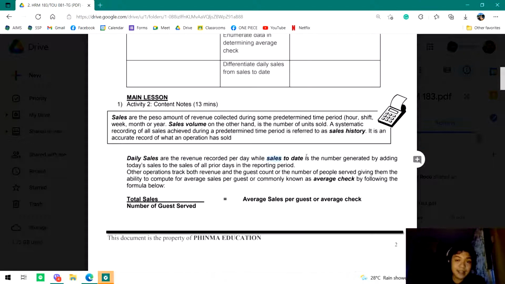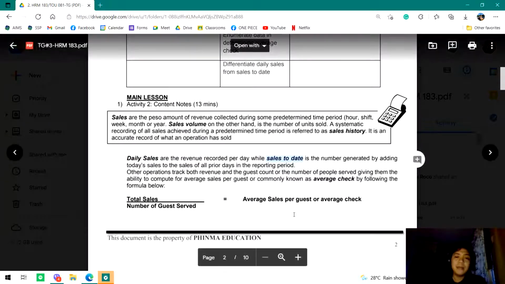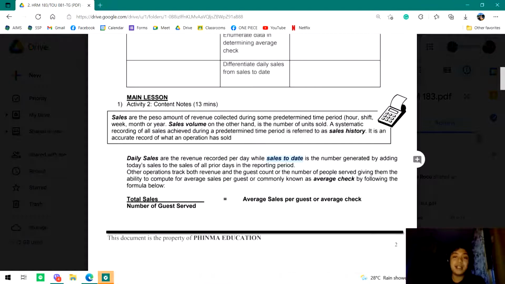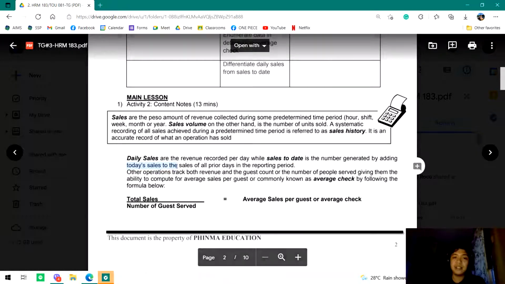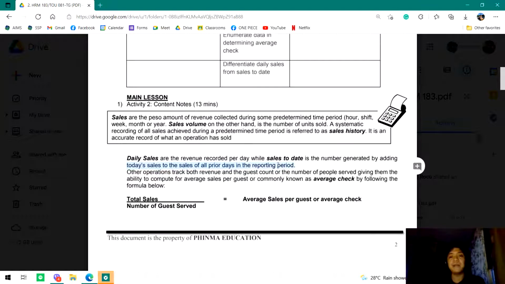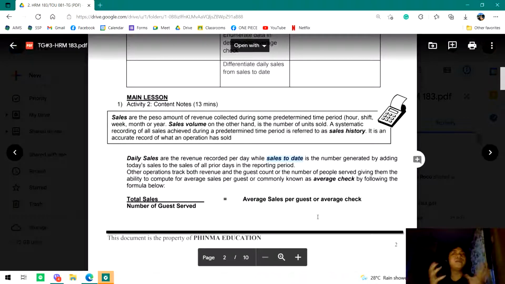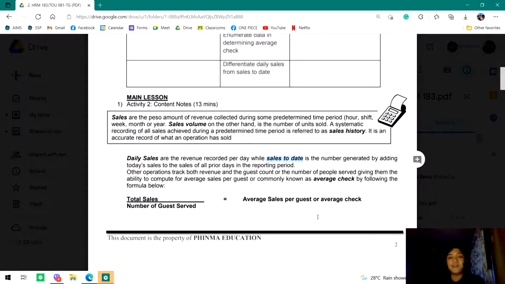And sales to date is a different term. Sales to date naman is the number generated by adding total sales to the sales of all prior days in the reporting period. Meaning, ito po yung kabuuan ng sales na nakuha mo in a specific reporting period. So let's say for example from week 1, week 2, week 3, total amount of sales accumulated during week 1, week 2, week 3 is referred to as sales to date. Yun yung parang pinaka-kabuuan ng sales mo in a specific amount of time.